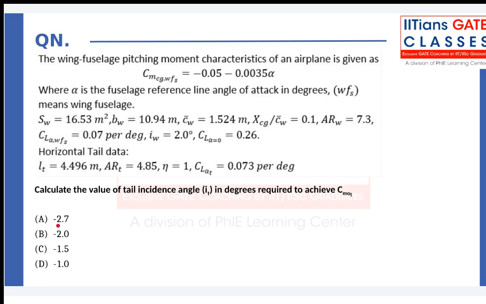Calculate the value of tail incidence angle in degrees required to achieve CM naught. The hint is given in the question directly. You need to use the CM naught equation, CM naught tail, the value we found out in the first question. Now use the analytical equation for CM naught tail to find out IT, tail incidence or tail setting angle. So you need to use the equation for tail contribution towards CM naught.